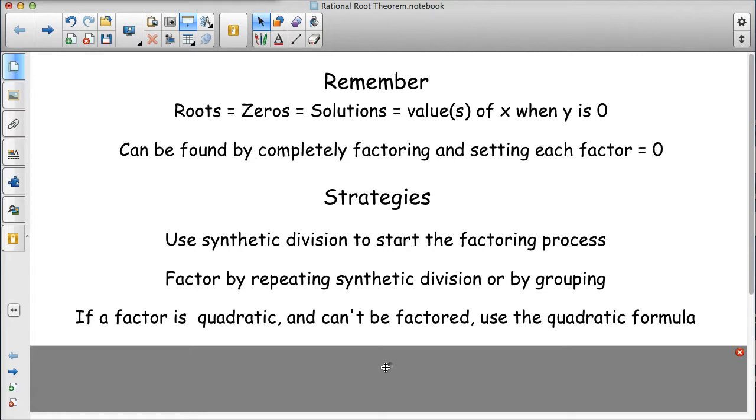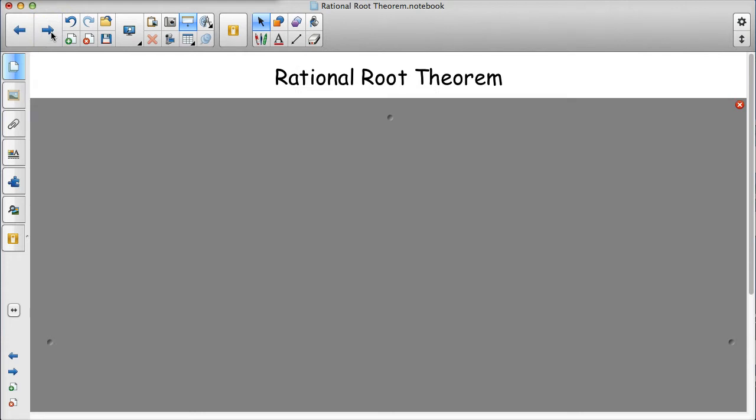But using the synthetic division to start the factoring process implies that we know one of the factors. Sometimes we don't know one of the factors. Sometimes we're only given the polynomial. What do we do then? Well, then we can use something called the Rational Root Theorem.